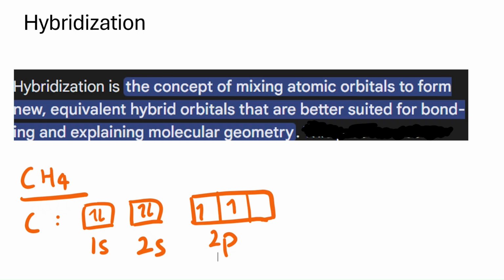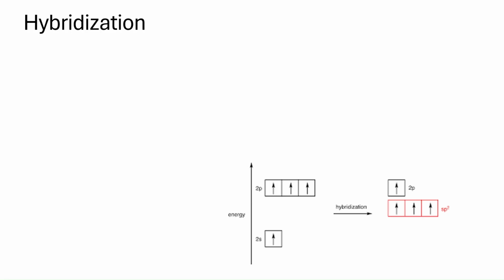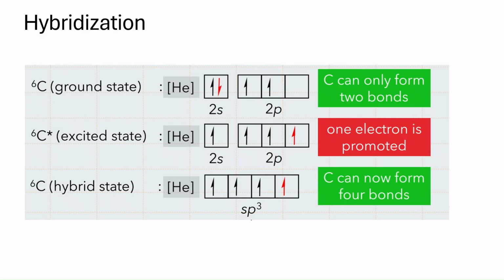Hybridization occurs when an atom prepares to bond, creating hybrid orbitals with different energies and shapes from the original atomic orbitals, which allows for stronger covalent bonds through greater overlap. For the case of the carbon atom, it undergoes sp3 hybridization, mixing one ns orbital with 3 np orbitals to form 4 equivalent sp3 orbitals.